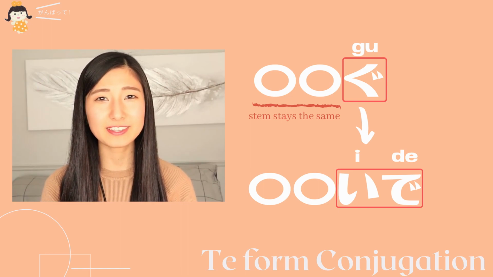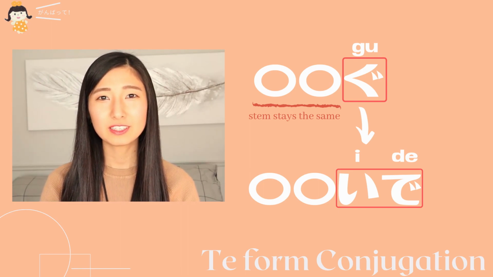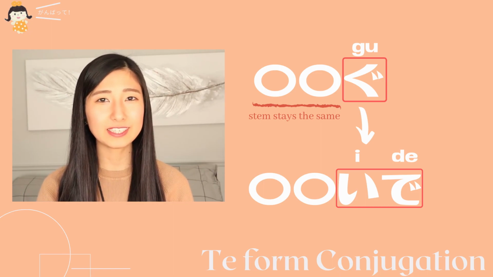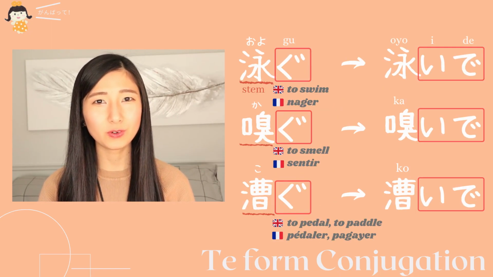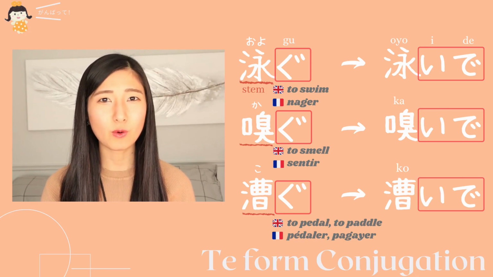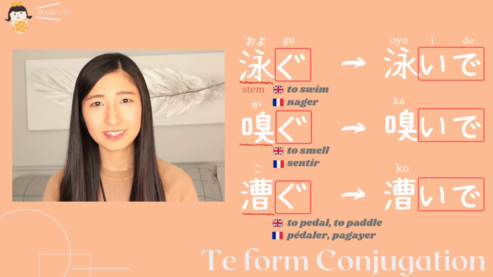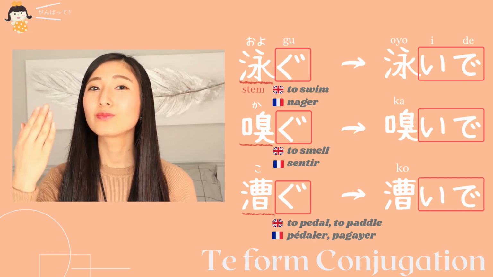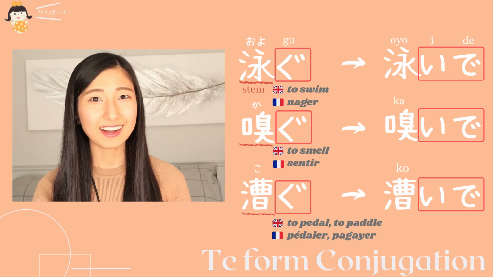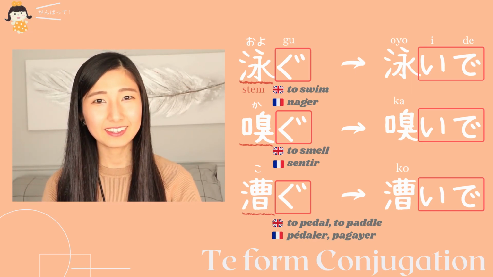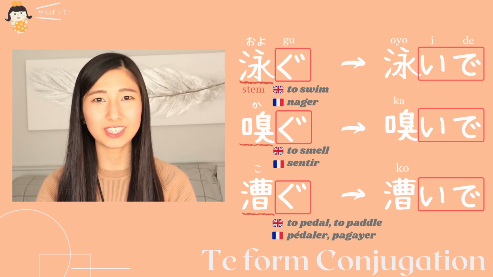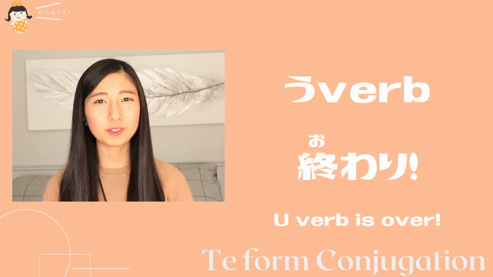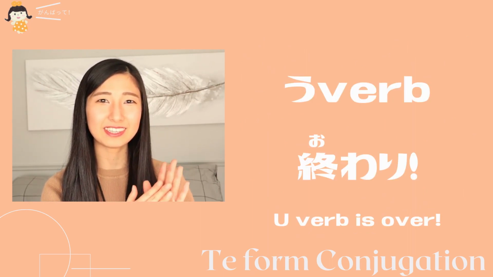If the verb ends with gu, gu changes to ide. For example, 泳ぐ will be 泳いで。嗅ぐ will be 嗅いで。漕ぐ will be 漕いで。う verb 終わり。Good job! じゃあ next one.